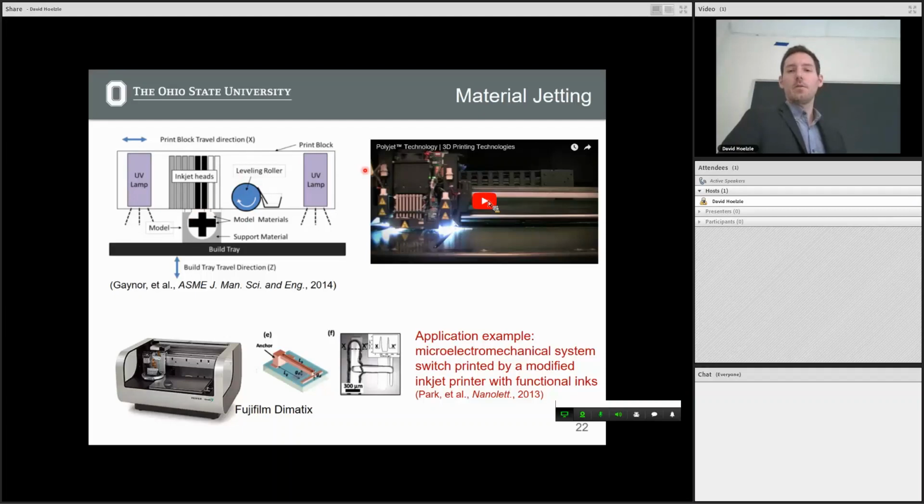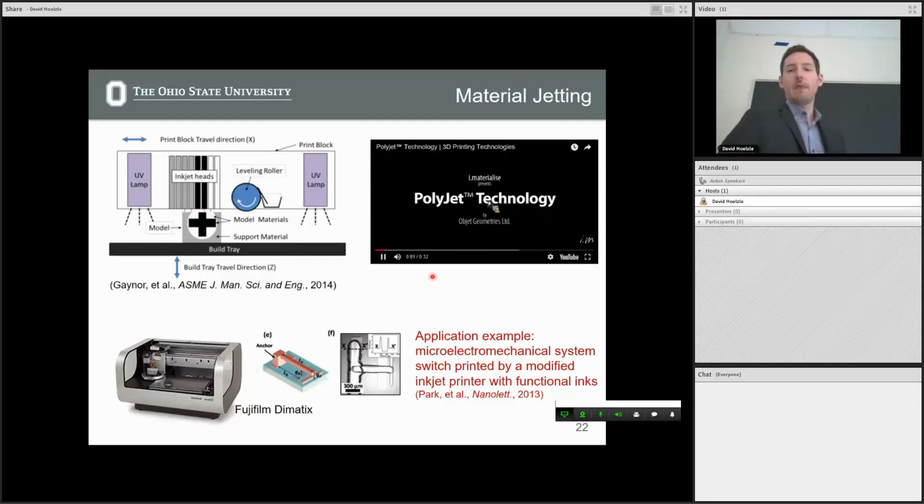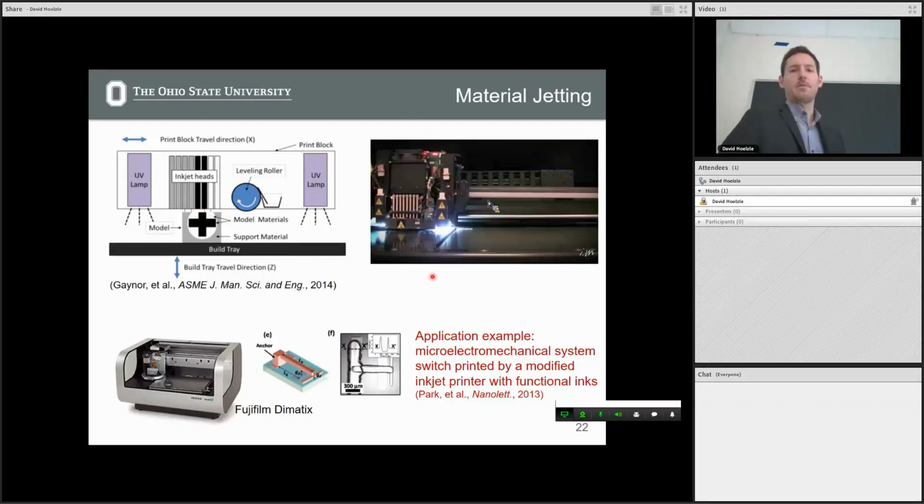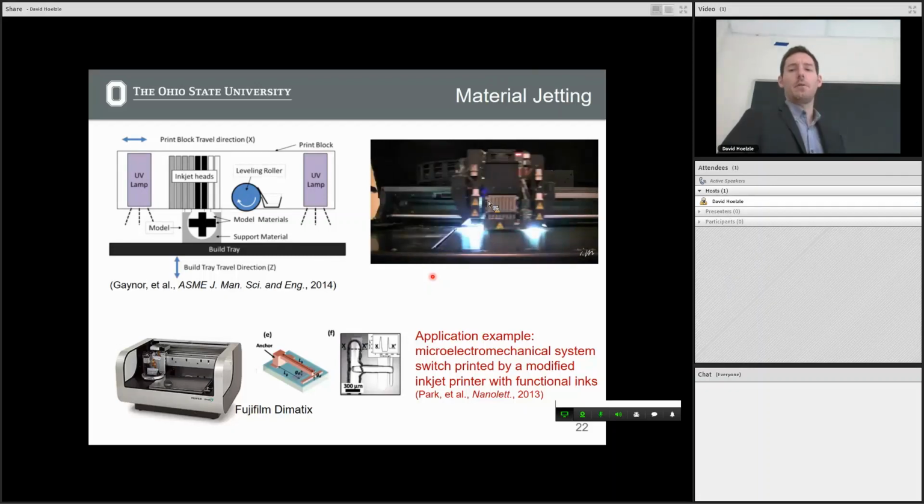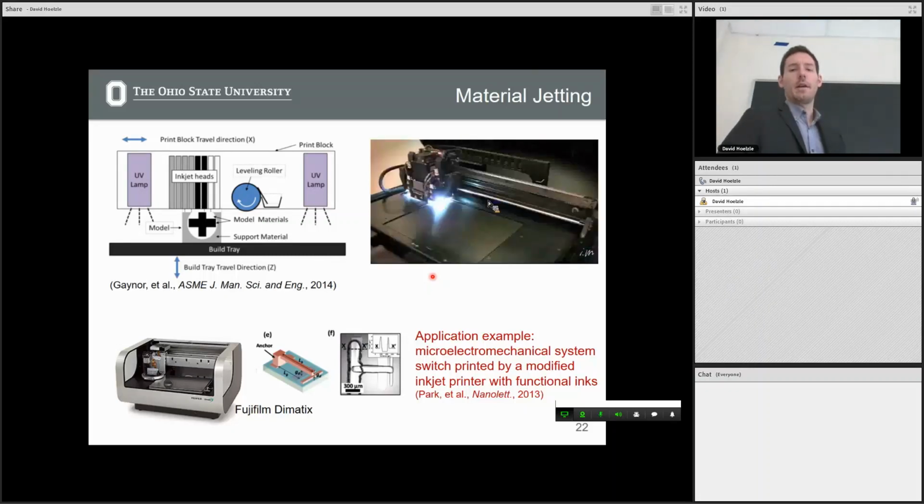So this is a PolyJet here from Objet, which then was purchased by, I forget who this company got bought by. Again, I don't know why these videos are all choppy. It's quite annoying.